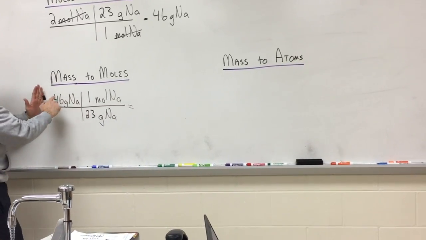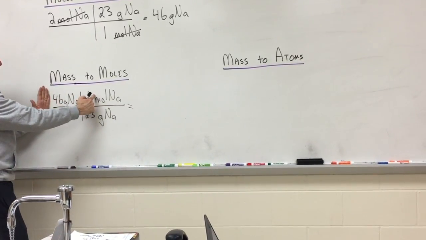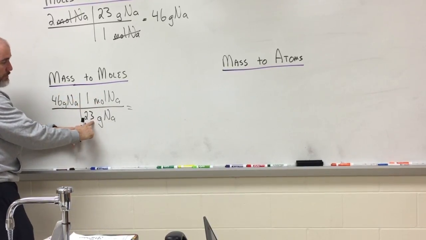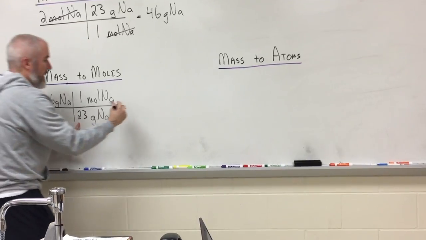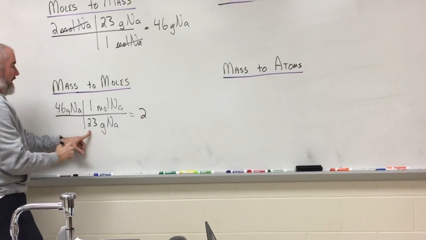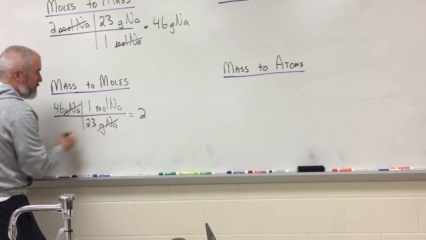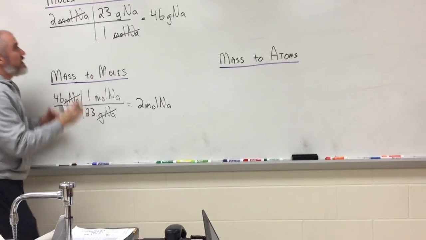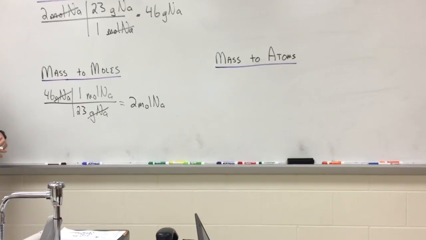Now, in this case, we take top side by side, we multiply. 46 times 1 is 46, but then divide it by 23, and then that gives us 2, and that would be, with grams of sodium canceling, moles of Na. So we took it forward and then back just like that.